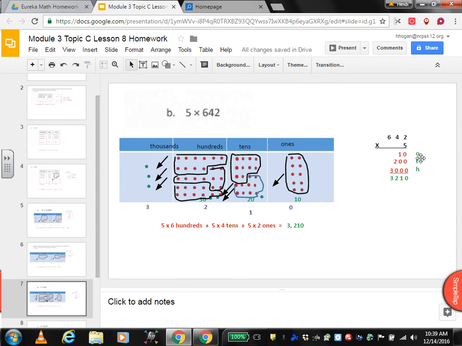So if we do our partial products, first we do the ones. 5 times 2 1s is 10. 5 times 4 10s is 200, or 20 10s. 5 times 6 hundreds is 30 hundreds, or 3,000. So our answer is 3,210.